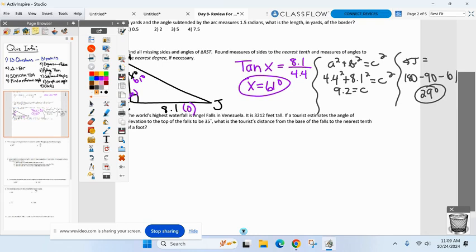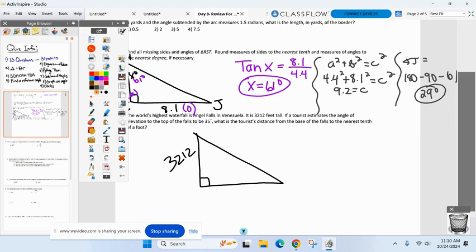Hey, there's a little fun fact for the day. The highest waterfall is in Venezuela. Okay, we know it's going to form a right triangle. It's 3,212 feet tall. Where's that going? On the vertical one, right?